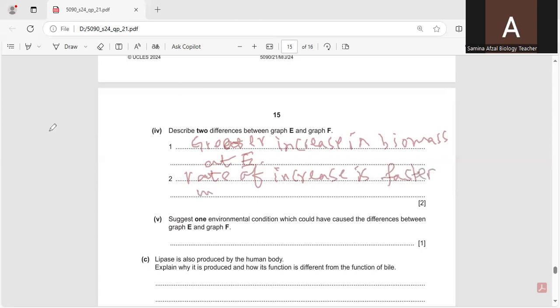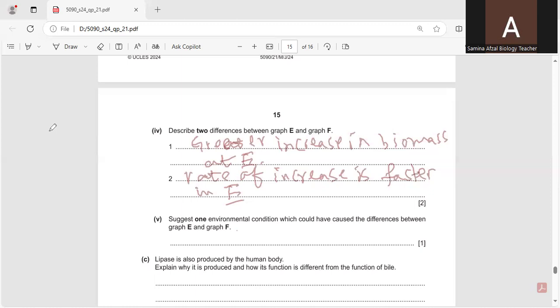Faster in E. Next question: suggest one environmental condition which could have caused the differences between graph E and graph F. So when growth takes place inside the fermenter, we have to keep some environmental conditions constant, because they can cause problems in the production of those products.